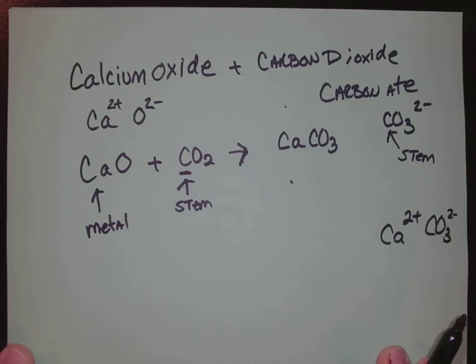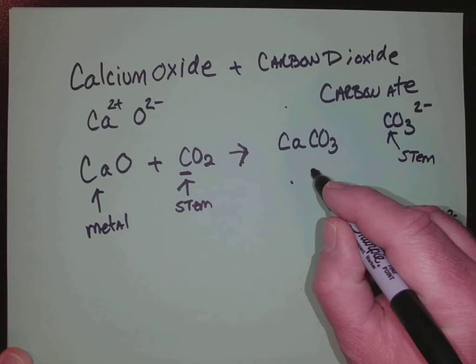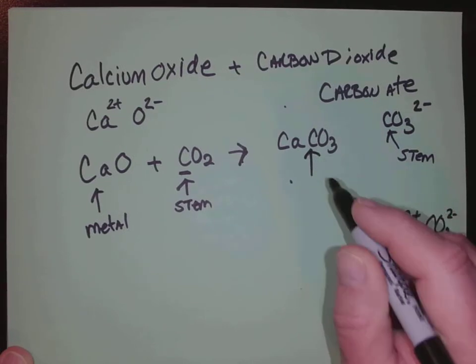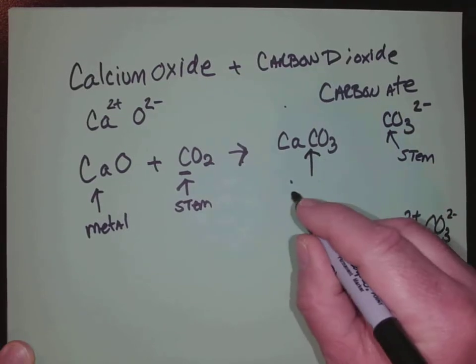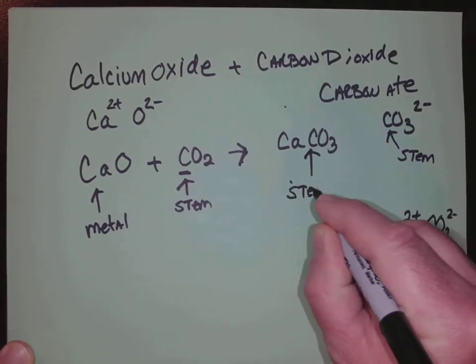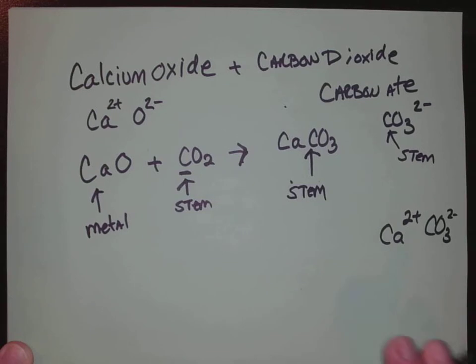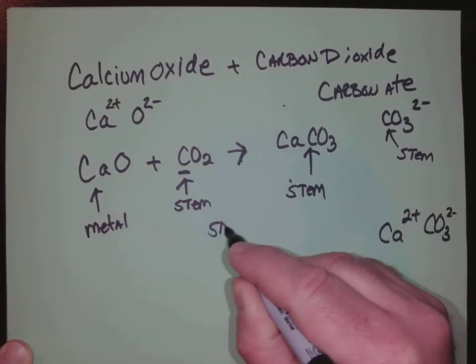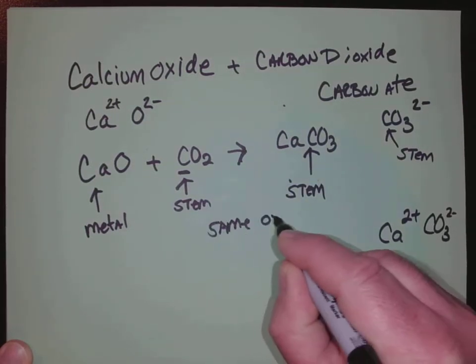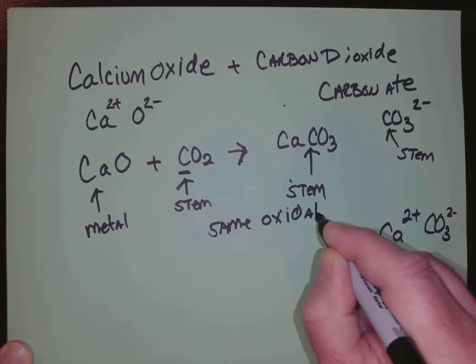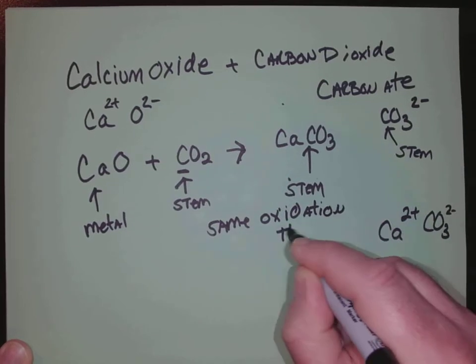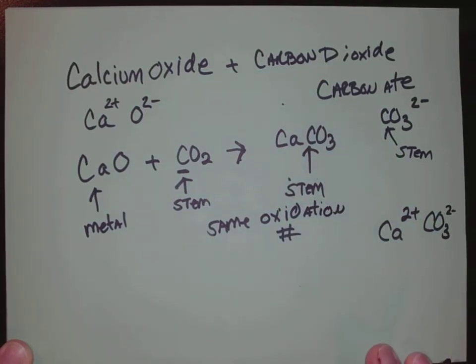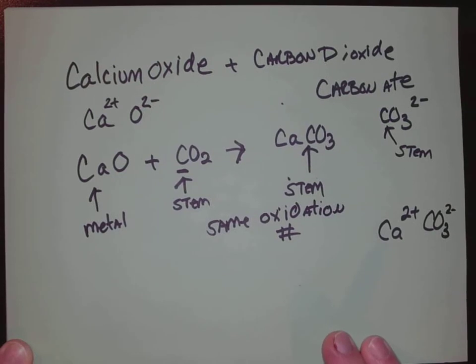Oh, I know that's a lot to take in. I'll say that again. The oxidation number of these two things, these two stems, essentially will be the same. That's kind of what I just said. All right? So they will have the same oxidation numbers. And that's how you tell. That's how you basically figure out if you did it right. Okay.